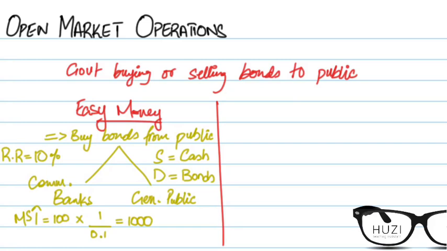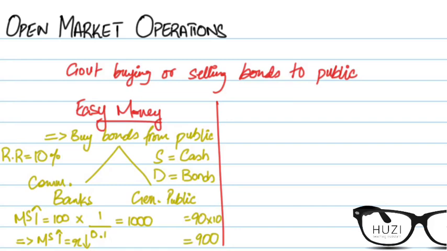Right? If we look at it from the general public's point of view, because of the 10% reserve ratio, they will get 90 to spend. The bank will lend them 90. This means that 90 times the credit multiplier of 10 makes credit creation of 900. So this is easy money policy, where at the end your money supply increases and it lowers interest rates.